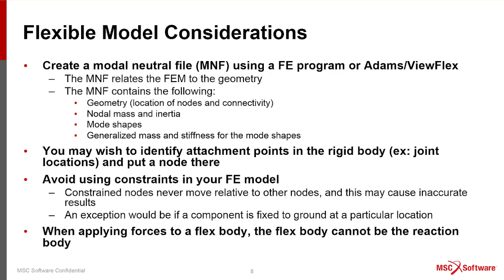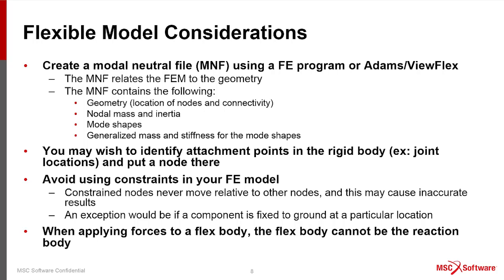One of the reasons to do that is that when you bring in your modal neutral file and you're connecting it up to the constraints in your Adams model, Adams Flex is going to take a look at where the nearest node is, and it's going to basically put a marker there to connect your constraint to that. Sometimes if the marker is too far away, you could end up with a pretty large moment, depending on how you're connecting stuff up. And so you might just want to put a node there so you make sure that you have your constraint marker right in the exact location where you want it.